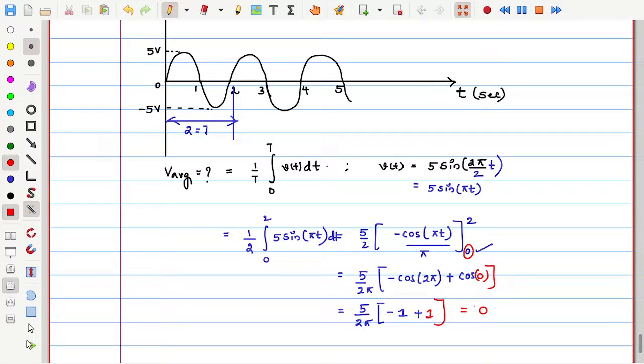Then what is the necessity of evaluating the average value? If it is this kind of waveform, we will get 0.